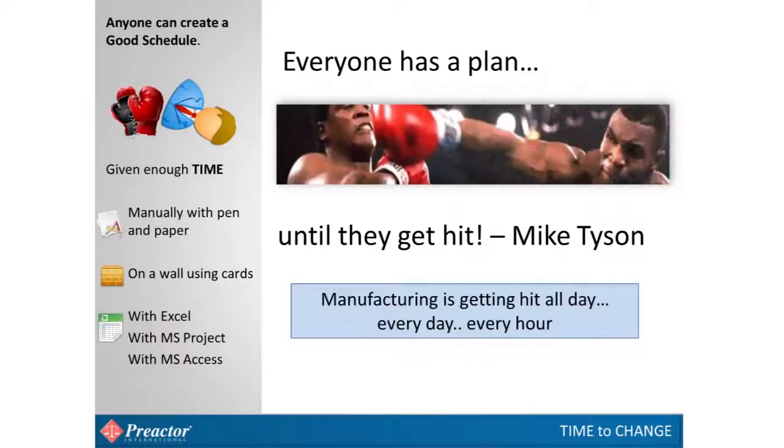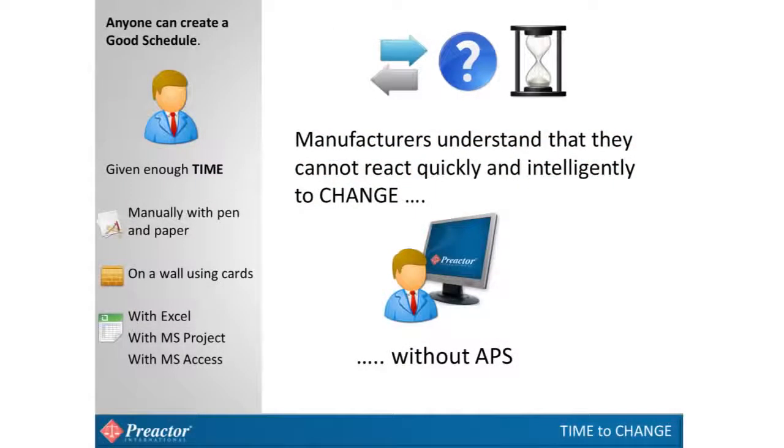As Mike Tyson, once the king of the world in boxing, once said, "Everyone has a plan until they get hit." That is so true of manufacturing companies. Changes in materials available, changes in resources available, changes in priorities are all punches that a planner must take on a regular basis, and APS tools are fast enough to fight back.